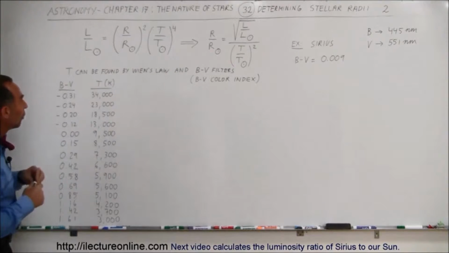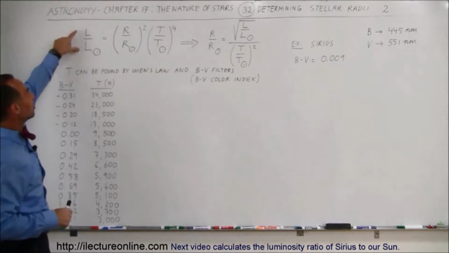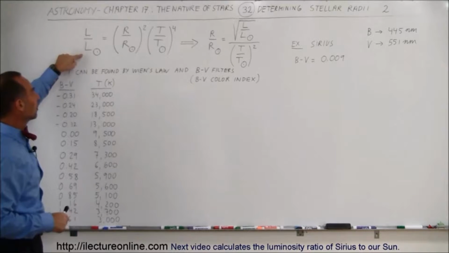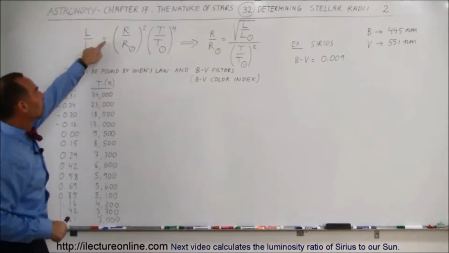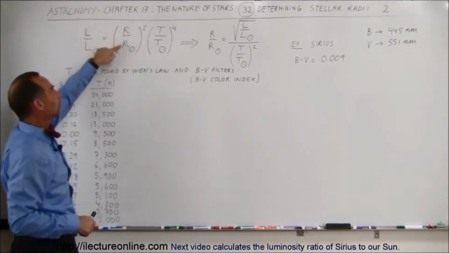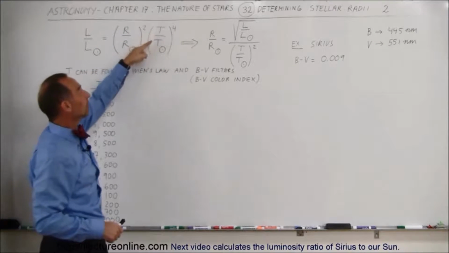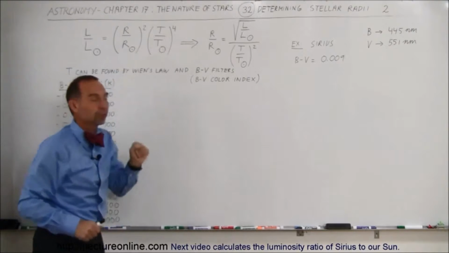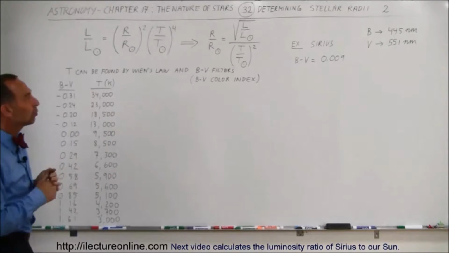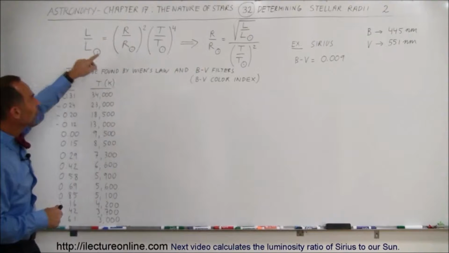Now we're going to explore how we can find the stellar radius in some other way. So here we have the relationship: the luminosity of a star relative to the luminosity of the Sun is equal to the radius of the star relative to the radius of the Sun, quantity squared, times the temperature of the star divided by the temperature of the Sun, quantity to the fourth power. That came out of the Stefan-Boltzmann law. And we can solve this equation for the radius.